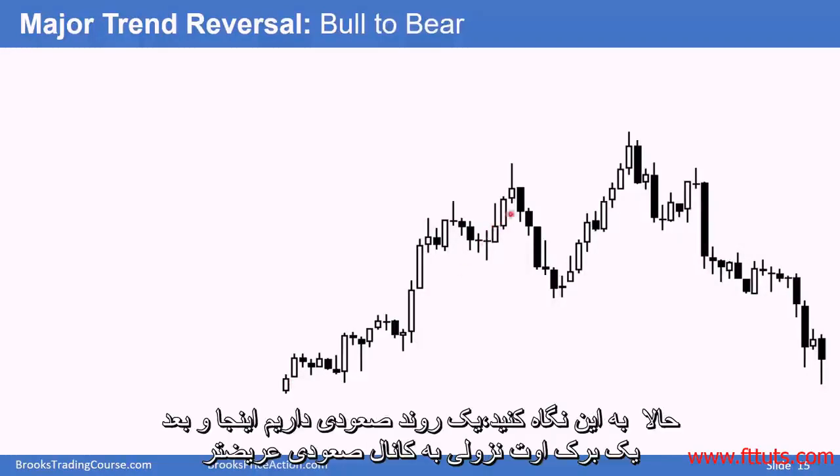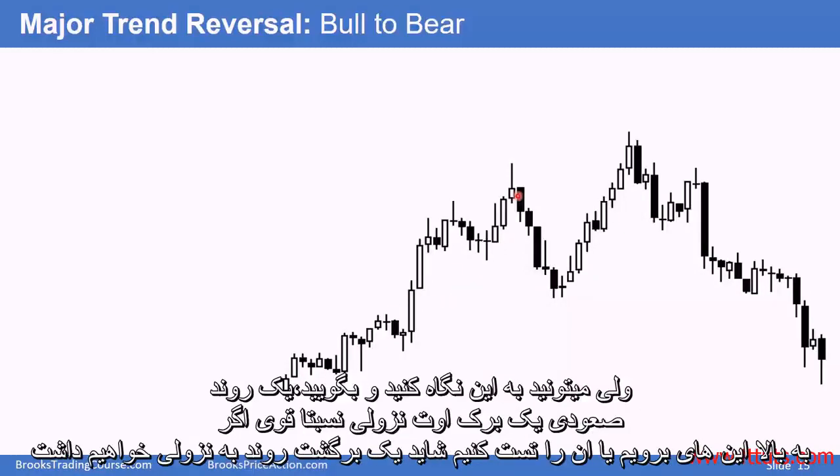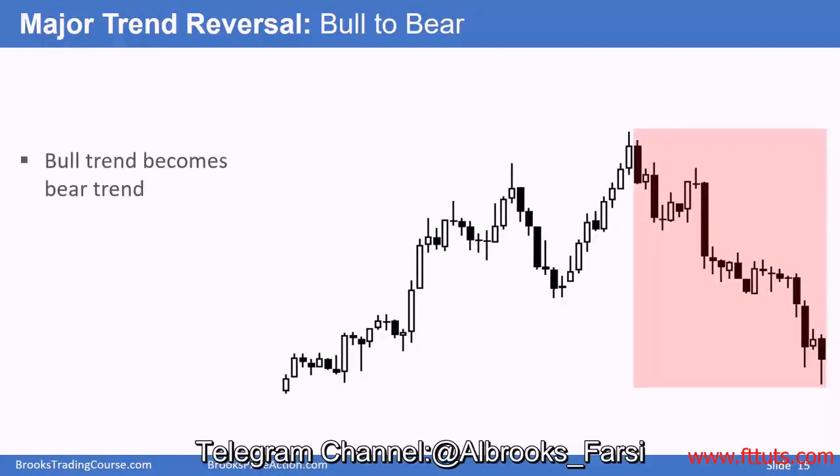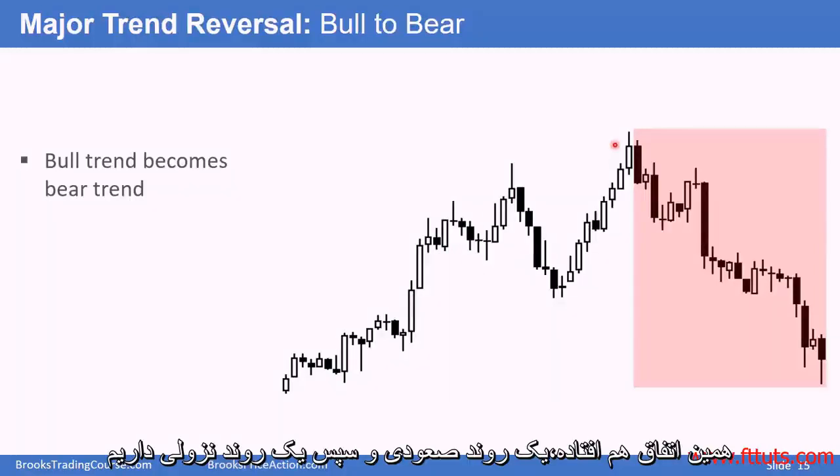Now, look at this. We have a bull trend here, and then a bear breakout to a broader bull channel. But you can look at this and say bull trend, pretty strong bear breakout. If we go above that high or test that high, maybe we'll get a trend reversal into a bear trend. And that's what we have. We have a bull trend and then a bear trend.